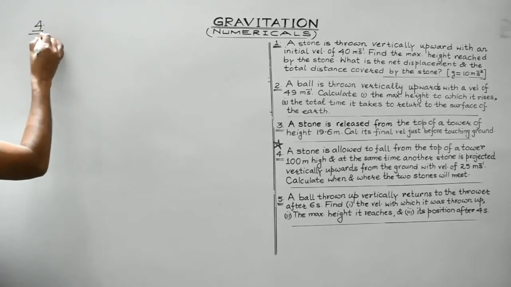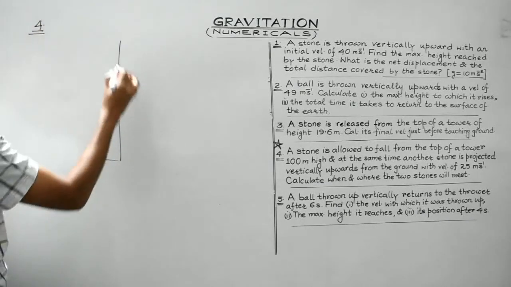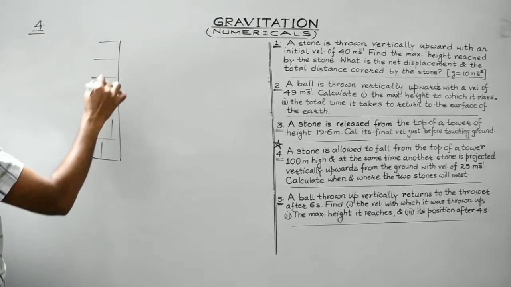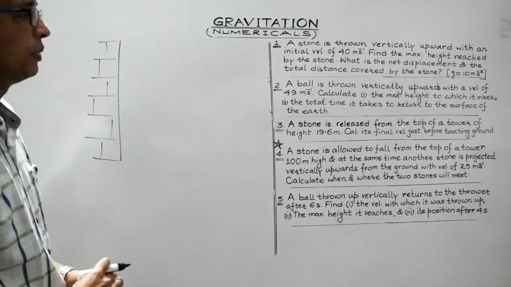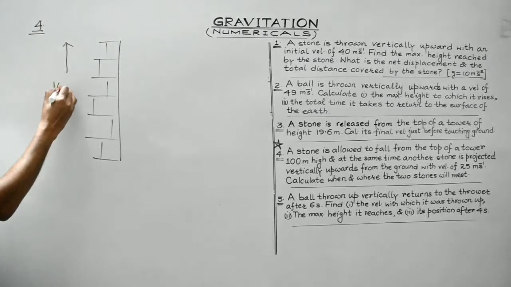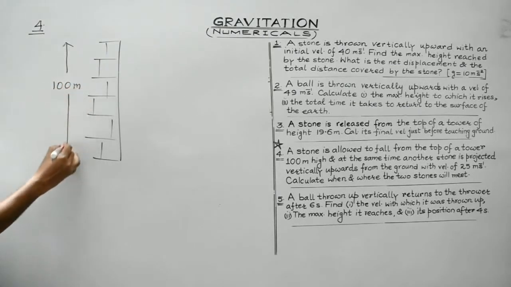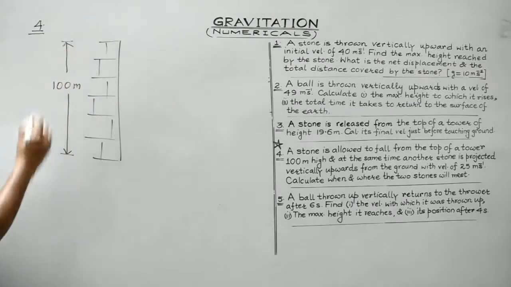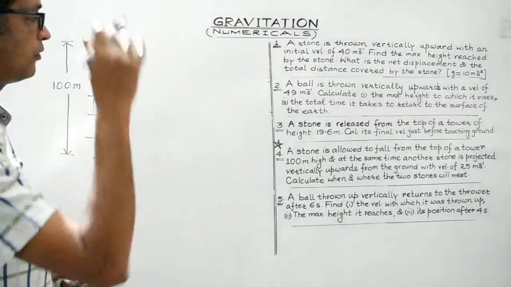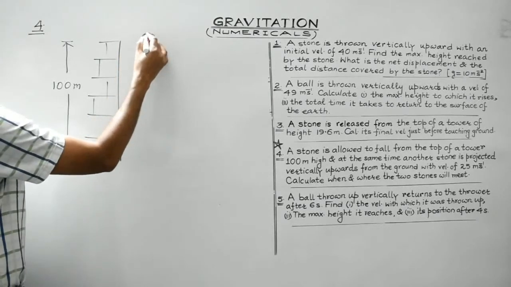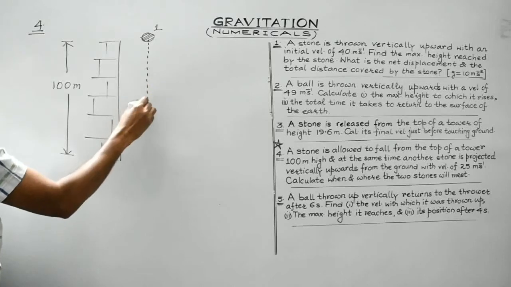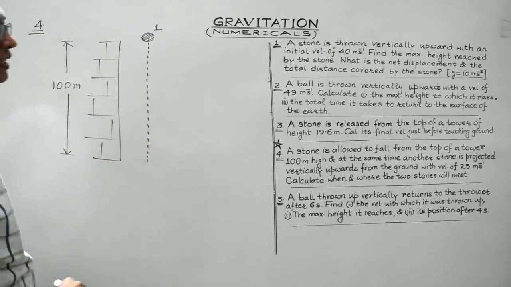Question number 4. So this is basically a tower. Let us assume this to be a tower, and its height is given to be 100 meter, right? So one of the stones is made to fall freely from the top of the tower. Suppose this is the first one. It will fall following this straight line path, right?